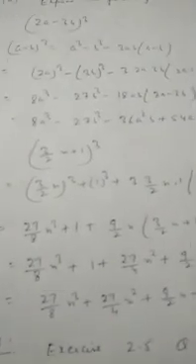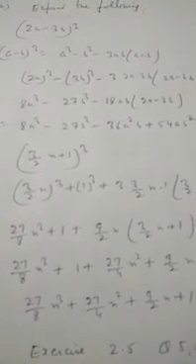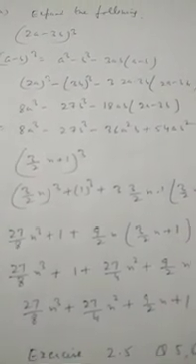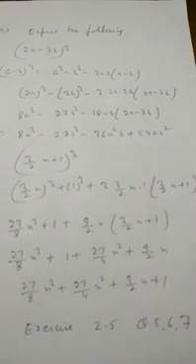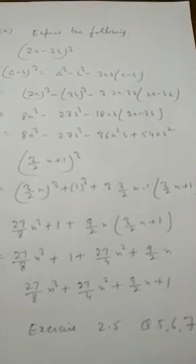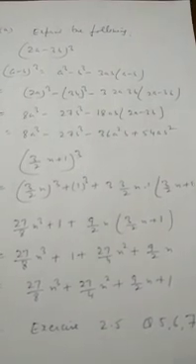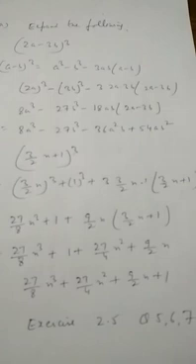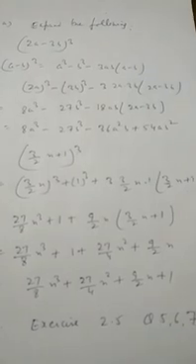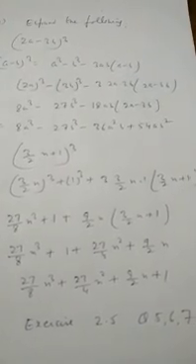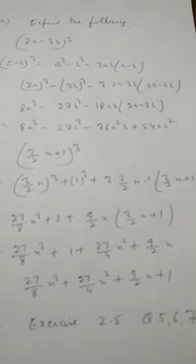Next question. Expand (3 by 2 x plus 1) whole cube. Now it is in the form (a plus b) whole cube. So it will be a cube plus b cube plus 3ab into (a plus b). Here a is 3 by 2 x and b is 1. Apply it: (3 by 2 x) whole cube plus 1 cube plus 3 into a into b into (a plus b). It becomes 27 by 8 x cube plus 1 plus 9 by 2 x multiplied by (3 by 2 x plus 1).